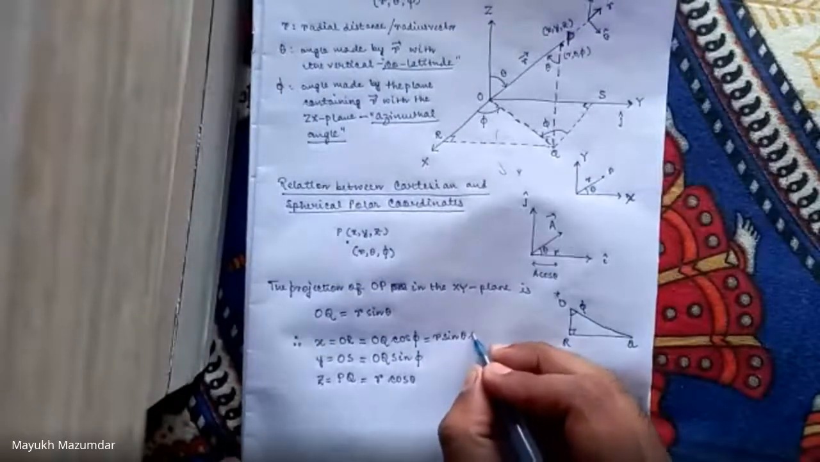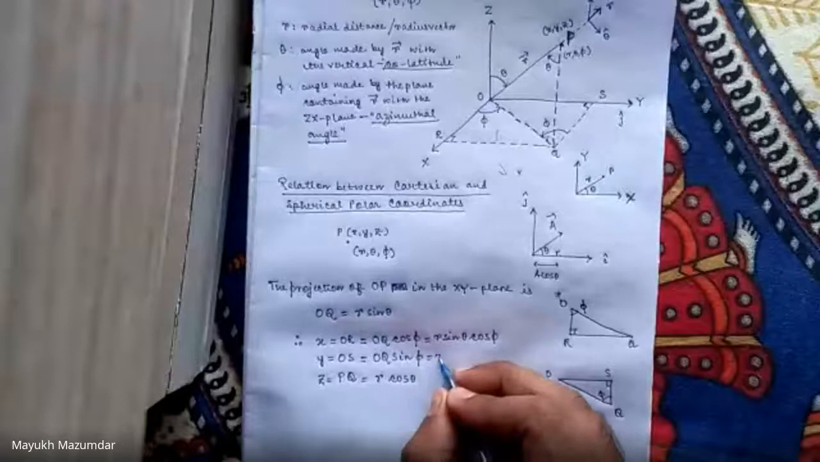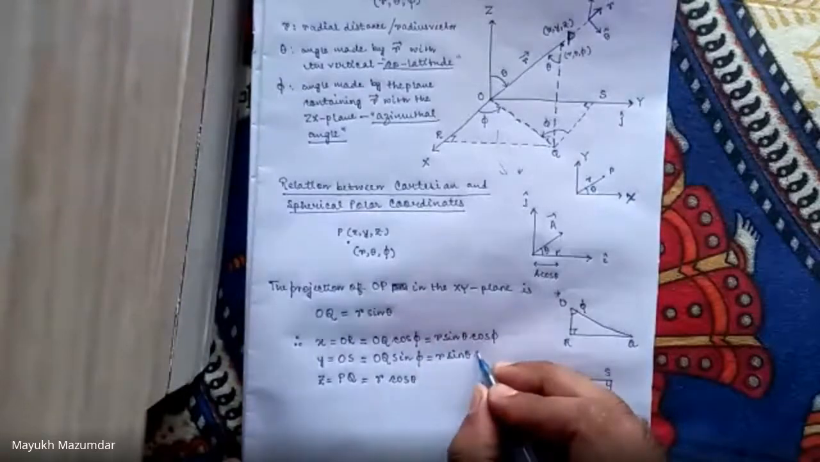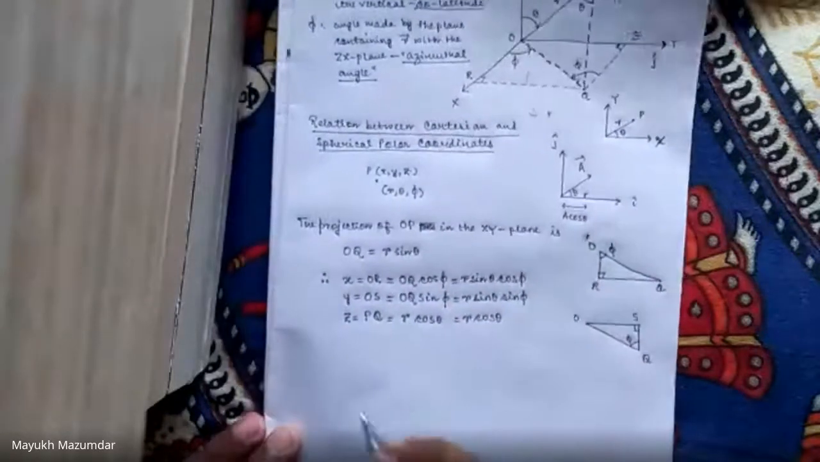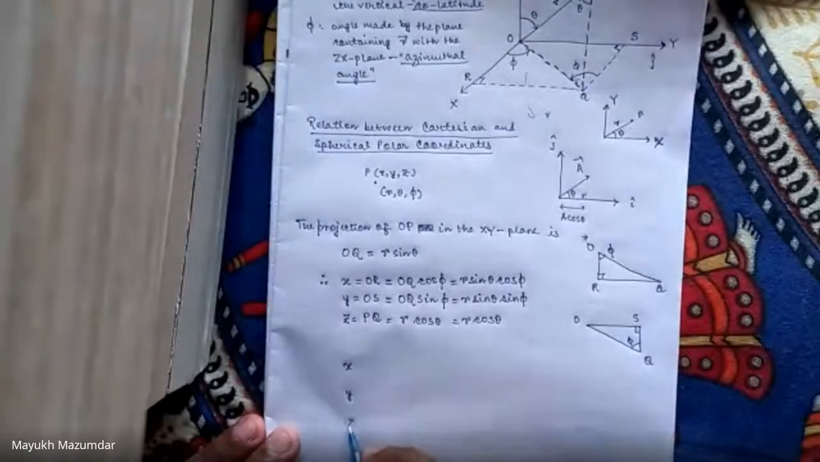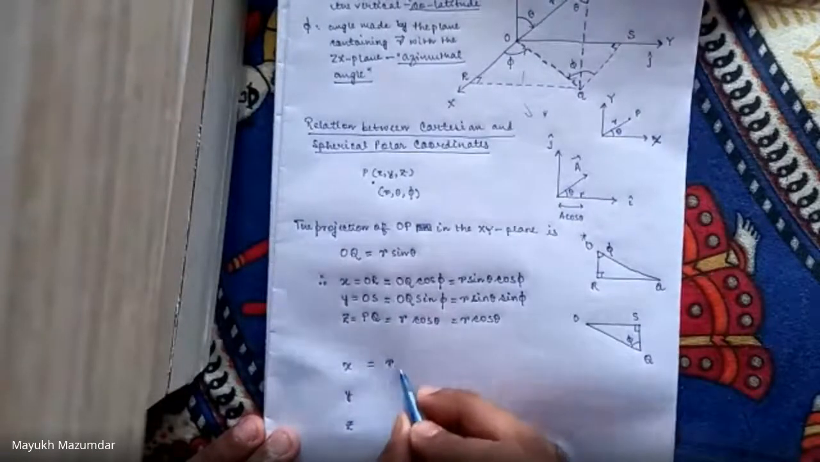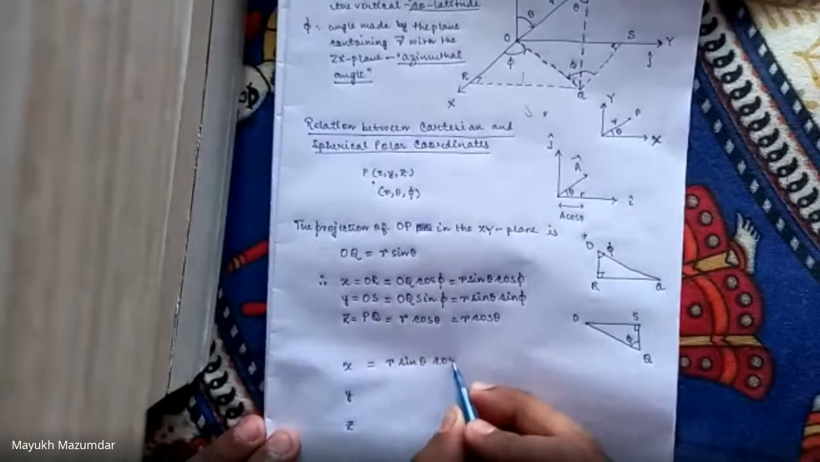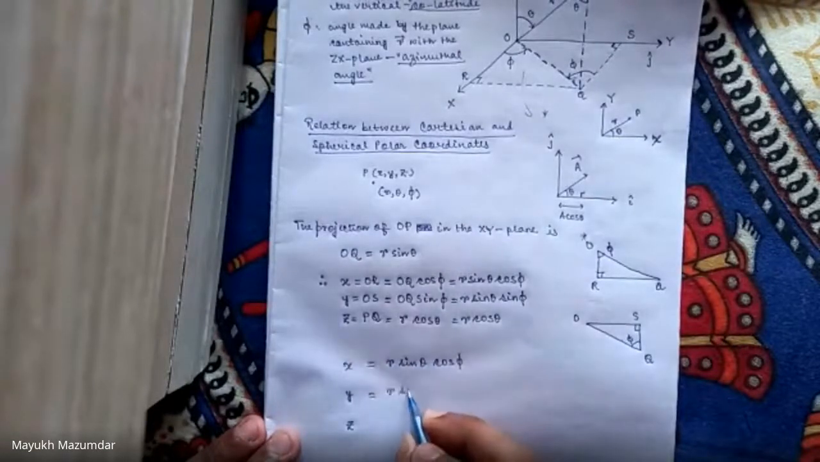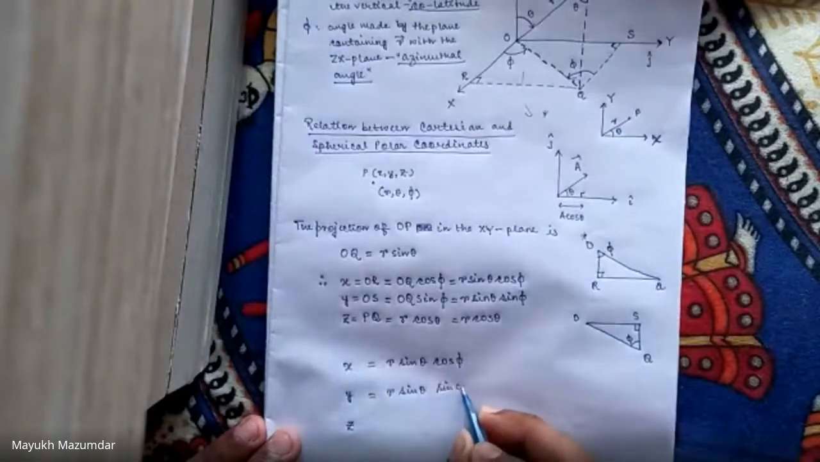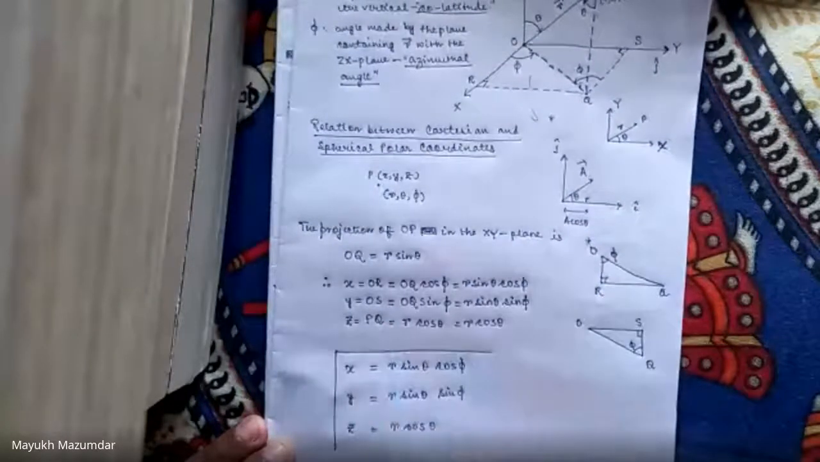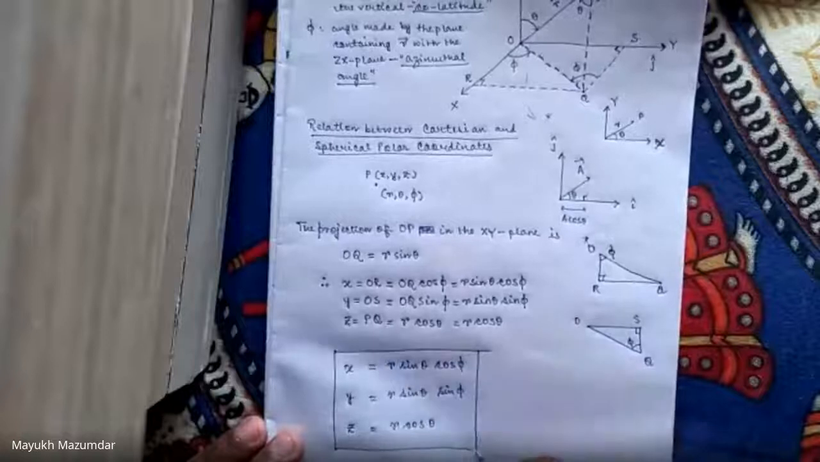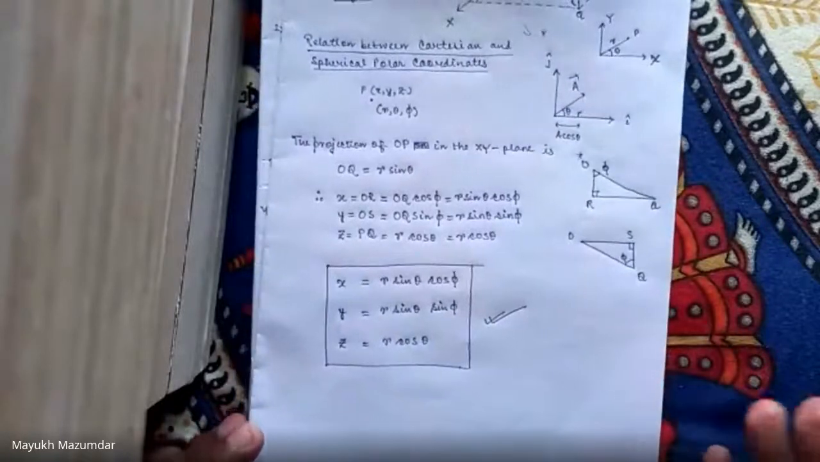Please. x equals r sin theta cos phi. OQ means r sin theta. And we have sin phi. So see, that is how x, y, z are related with r theta phi. So that is the relation. I don't know whether the relationship is a heavy one, but it's a very important one.